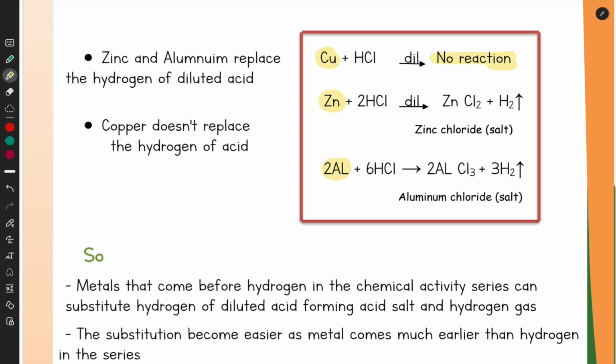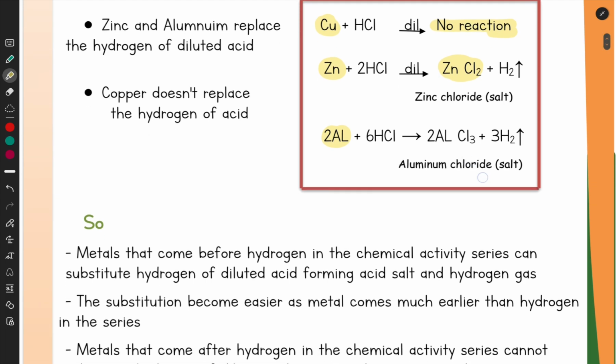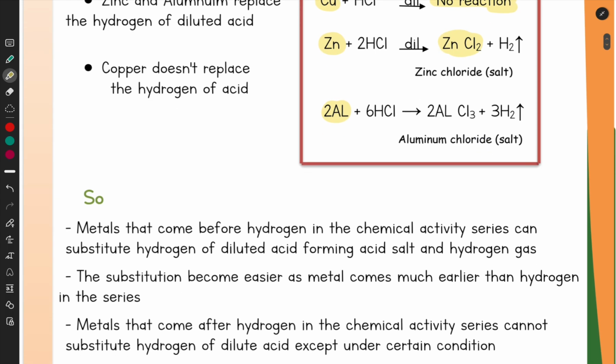What about the zinc? The zinc is more reactive than hydrogen if we look back to the chemical activity series, and this will lead the zinc to replace the hydrogen and go with chlorine, so we will have zinc chloride, ZnCl2, plus hydrogen H2. Okay, what about aluminum? Aluminum will react, of course, with HCl to produce AlCl3 plus 3H2.